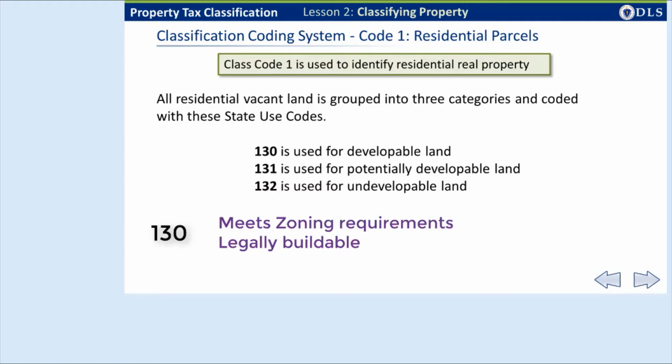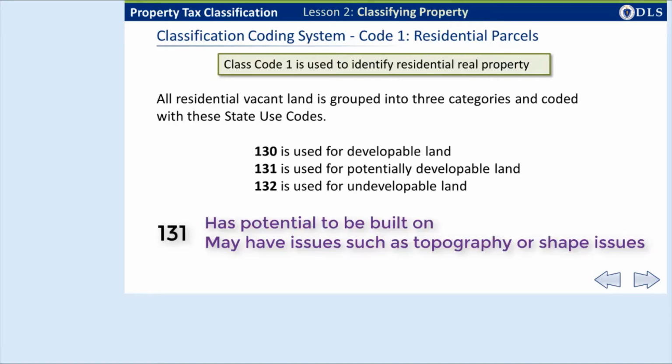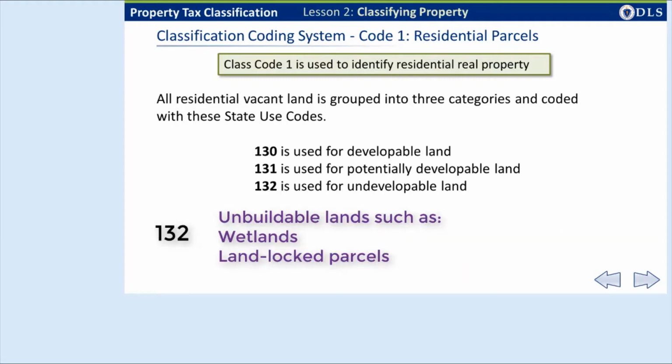A 130 developable land is a lot that meets the zoning requirements and is legally buildable. An example is a subdivision lot that has yet to be built on. A 131 potentially developable land is a lot that has the potential to be built on, but may have several issues, such as topography or shape issues. A 132 undevelopable land is land that is unbuildable. Examples would include wetland and landlocked parcels.